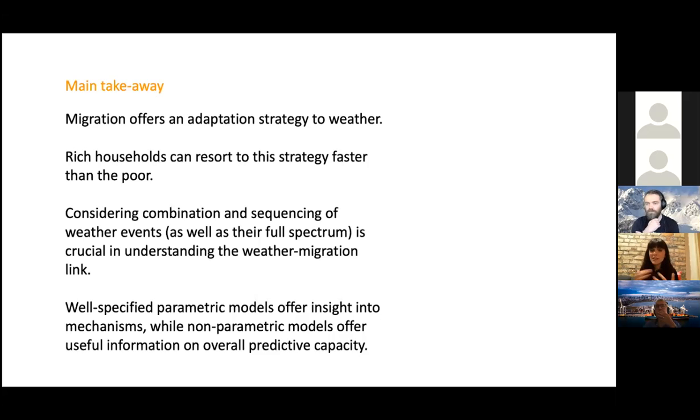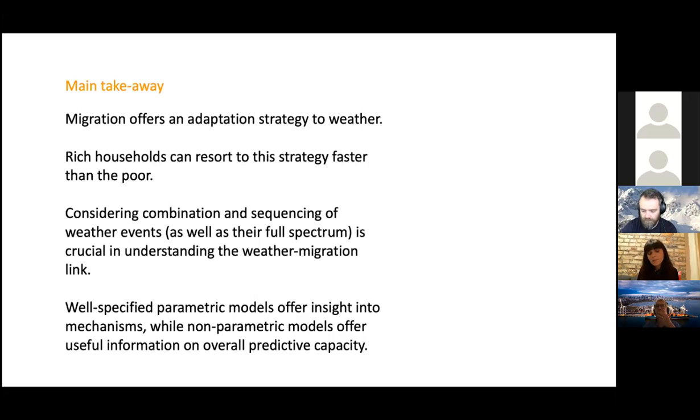And then, from an academic perspective, one thing that I've learned is the importance of combination and sequencing of weather events in modeling these relationships, and also the full spectrum of weather events, not just good, not just bad, but both of them, including normal weather as well. It's crucial in understanding the weather-migration link, and also the level of aggregation, the finer scale that we can get at. Maybe even the community is too large. If we can look at microclimates within the community, or consider geographic structures within the community, where a lake is, where a mountain is, what the soil level is like, I think we can understand this a lot better.